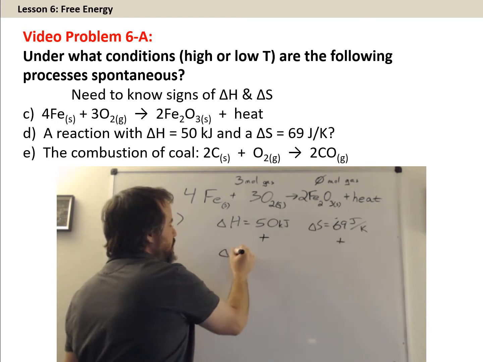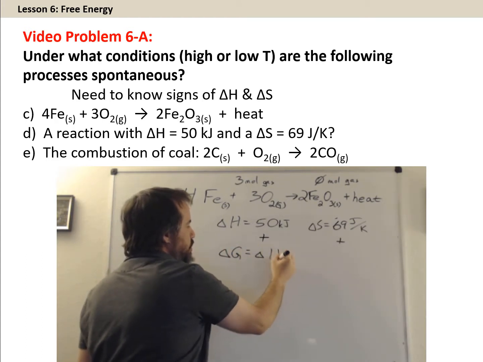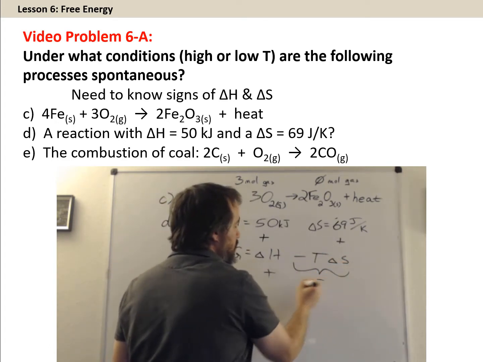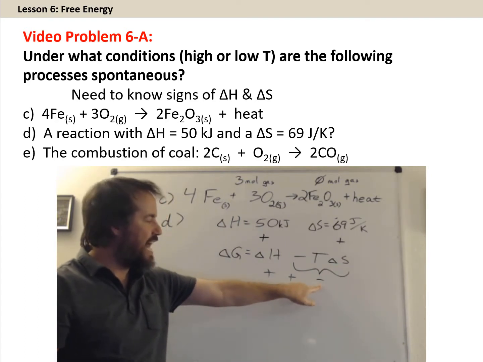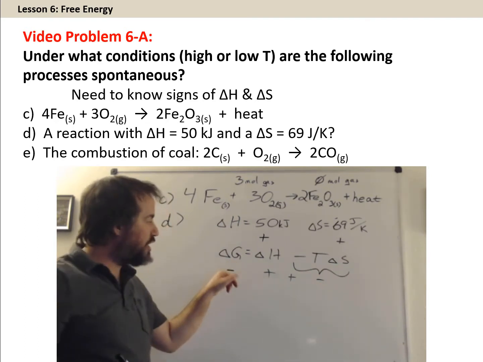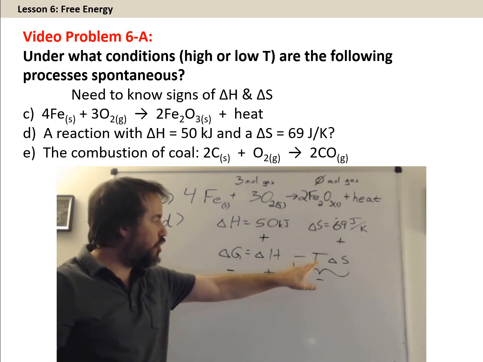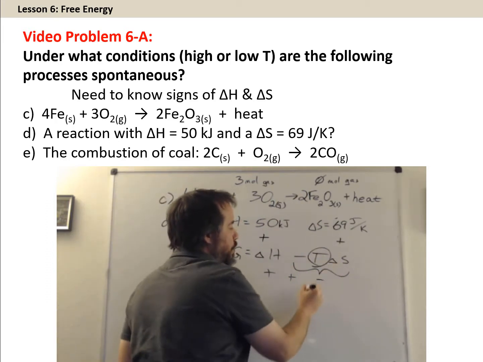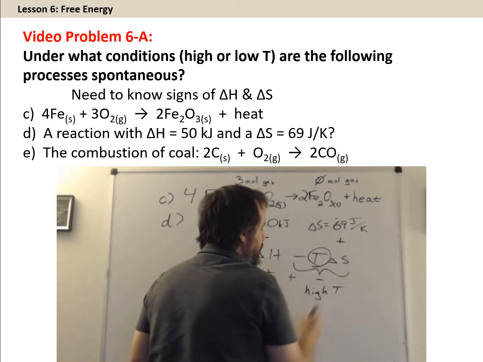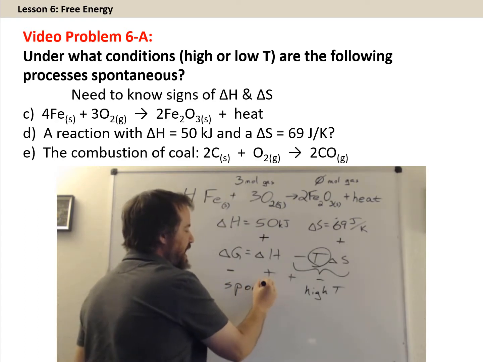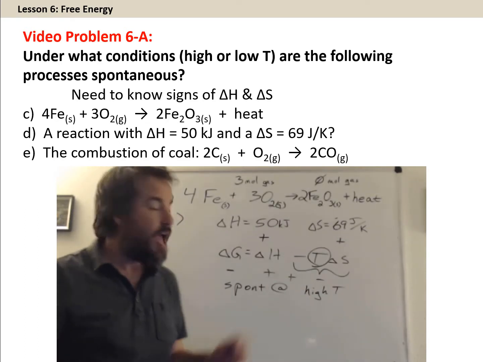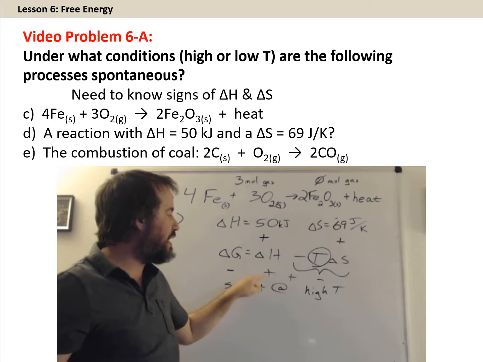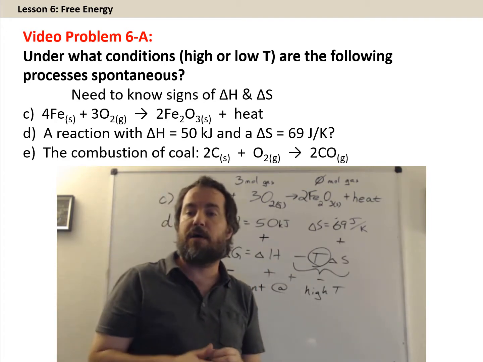So that means delta G equals delta H, which is positive, minus T delta S. So I'm going to have a positive and a negative term. In order for the delta G to be negative, this term is going to have to be really big. That can happen when I have high temperature. So this one is spontaneous at high temperature. At low temperature, this term is going to get really small, and this is going to be bigger than this, so it's going to make it positive, or non-spontaneous.